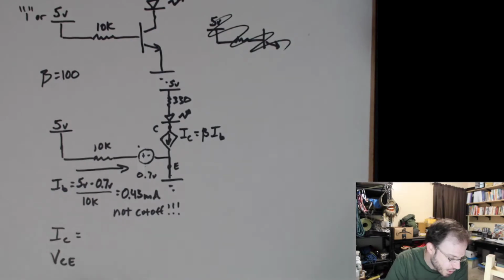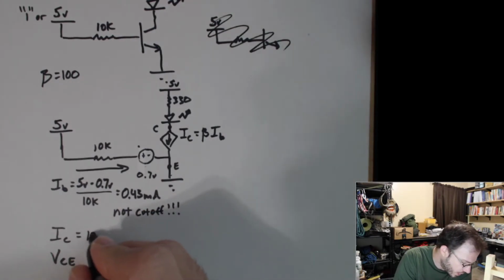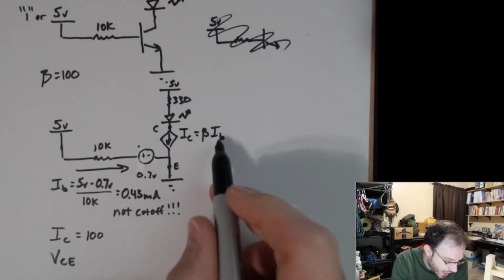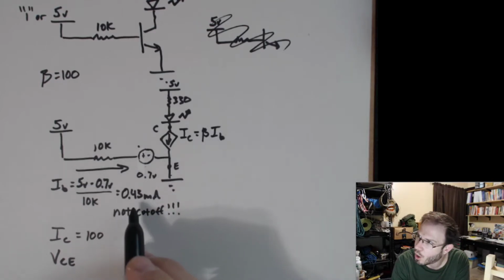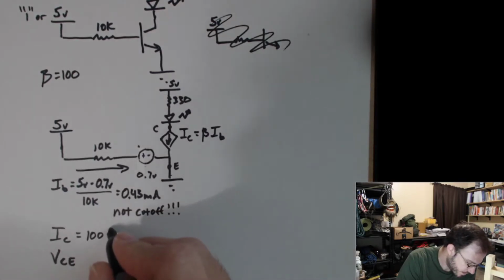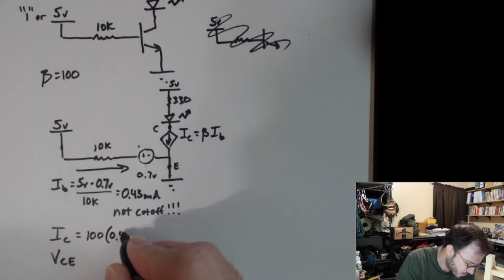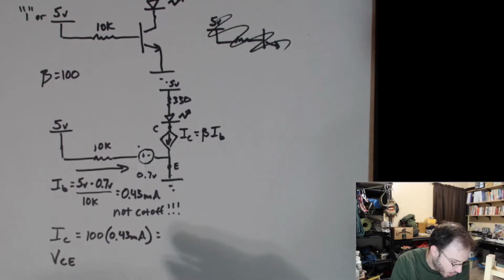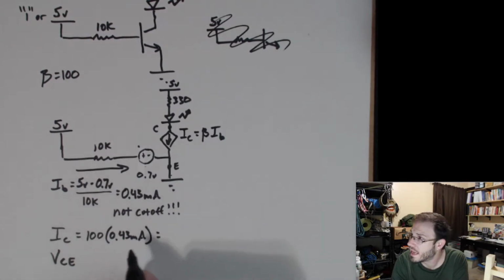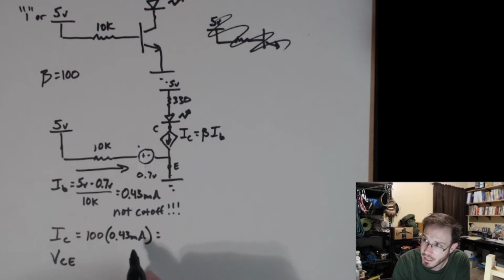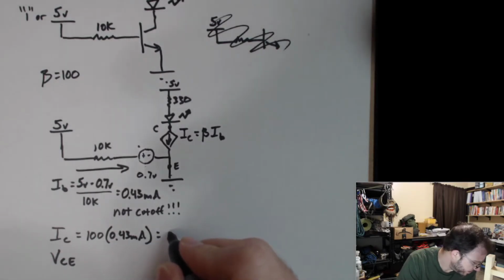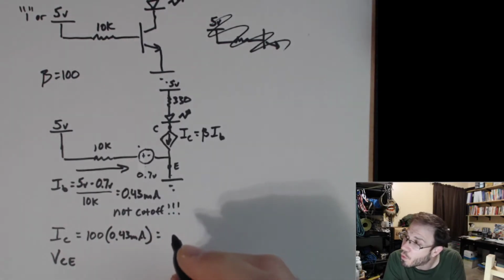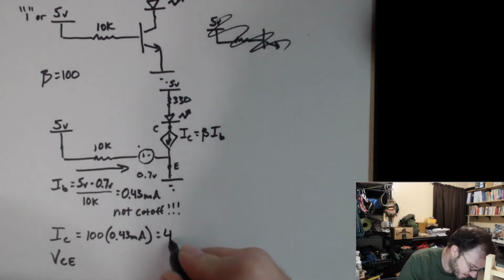So what's IC equal to? Well, it's just going to be 100, because that's our value of beta, times the amount of base current that we already solved for, which we found to be 0.43 milliamps. So what do we get? 100 times 0.43 gives us 430 milliamps. Sorry, 43 milliamps.